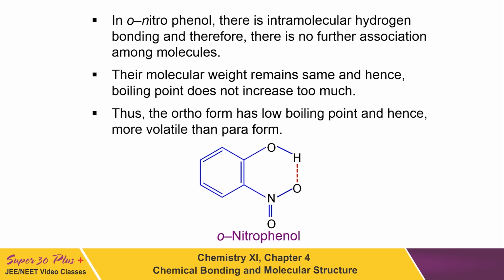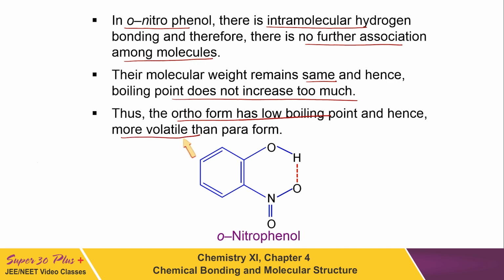That was paranitrophenol. But in orthonitrophenol, there is an intramolecular H bond, and therefore there is no further association among the molecules, because molecules are engaged with themselves. Bond is formed within the molecule. So one molecule is less interested in another molecule because bonds are formed within. So here molecular weight remains the same and boiling point does not increase too much. Thus the ortho form has a low boiling point and is more volatile. Less boiling point, more volatile.